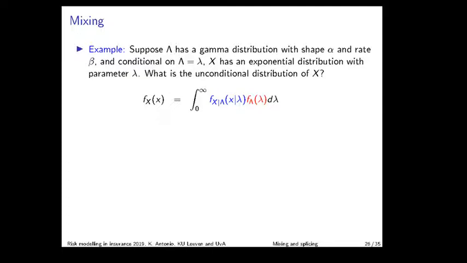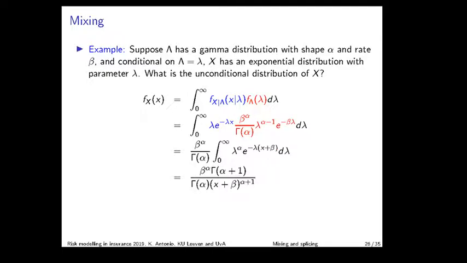Do note that lambda, in this example, only takes positive values, and therefore the integral's domain runs from 0 to plus infinity. Now you plug in the exponential density for the conditional density of X given lambda and the gamma marginal density for the density of lambda. You will rearrange the expression to conclude that the resulting mixture distribution is a Pareto distribution, or Pareto density.